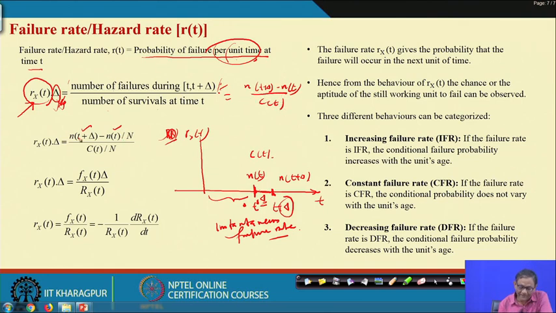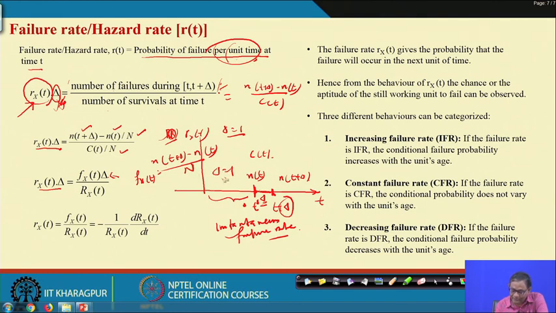This can be written like this, again dividing by capital N, which is the number of units put under test at time t equal to 0. If you divide this, then you see what you are getting: R(t) delta equal to f(t) into delta. Where is this delta coming from? Suppose you consider delta equal to 1, as I said a few minutes back, then [n(t + delta) minus n(t)] by N will be your f(t), provided delta equal to 1.